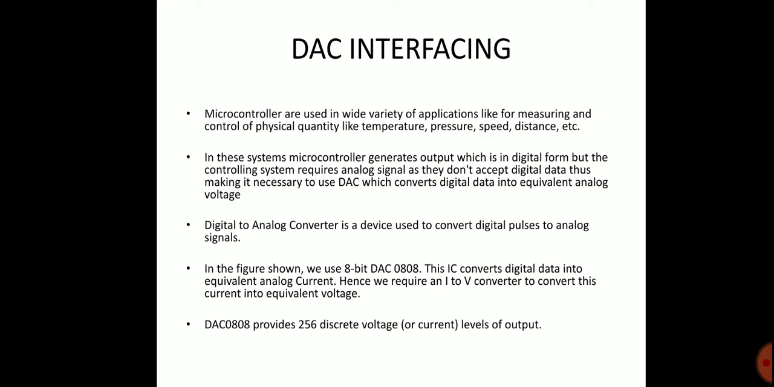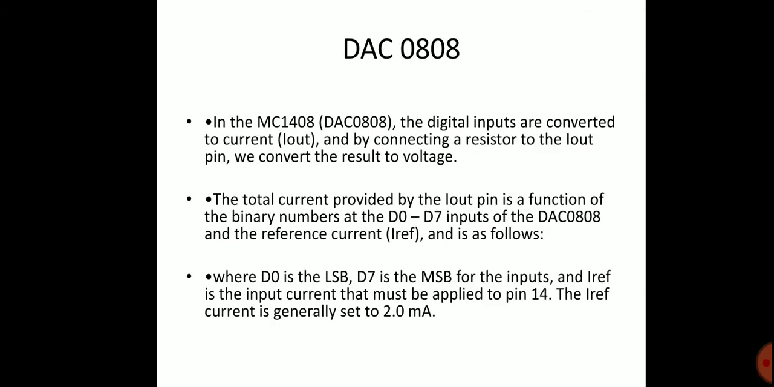In the figure shown, we use the 8-bit DAC 0808. This IC converts digital data into equivalent analog current. Hence, we require an I to V converter to convert this current into the equivalent voltage. The DAC 0808 provides 256 discrete voltage or current levels of output. Now, what is the DAC 0808?